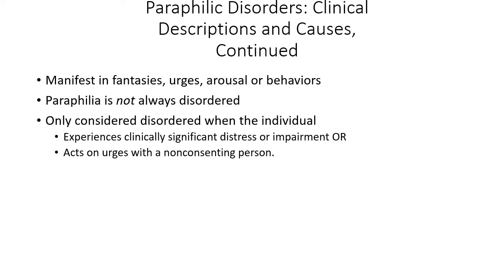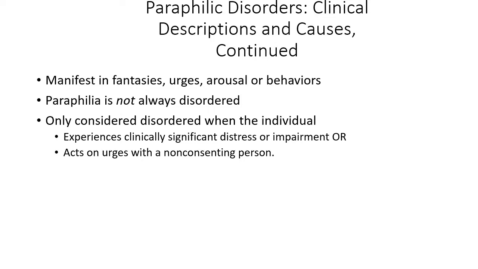Along those lines, paraphilia is not always actually disordered. It's only considered disordered when the individual either experiences clinically significant distress or impairment. What I mean by that is it is causing harm to the individual, or it is causing harm to others along those lines. So clinically significant distress or impairment, or the paraphilia is carried out with acts on a non-consenting person.